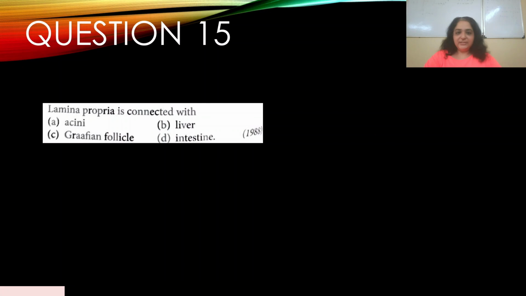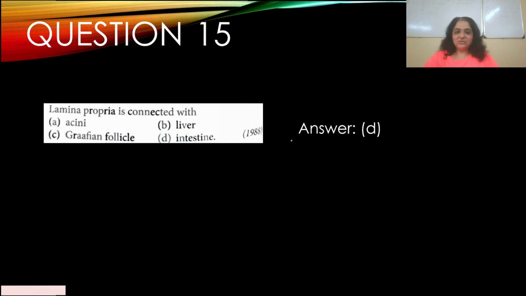Question number 15. Lamina propria is connected with A, acini, B, liver, C, Graafian follicle, and D, intestine. And this appeared in the year 1988. Lamina propria, clearly it is intestine. There is no doubt about it. So your answer should be D. Okay, let's go to the discussion.